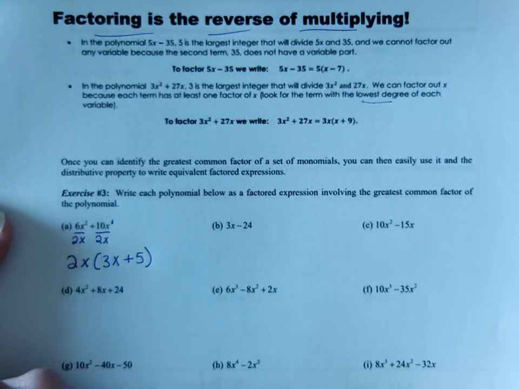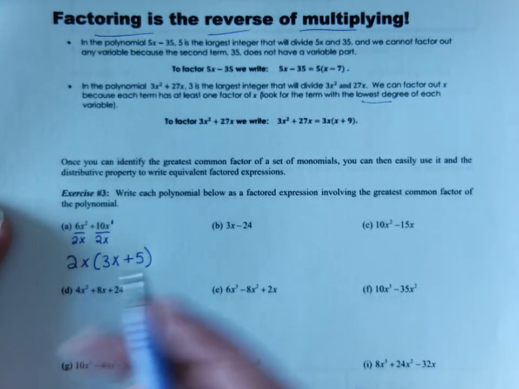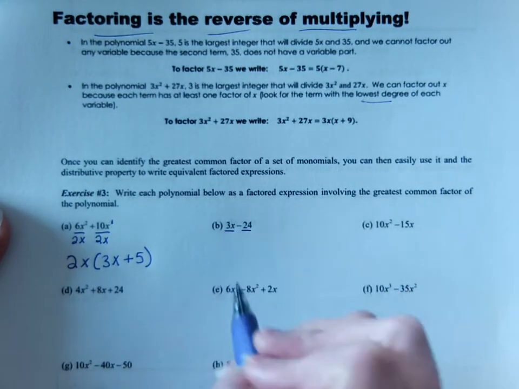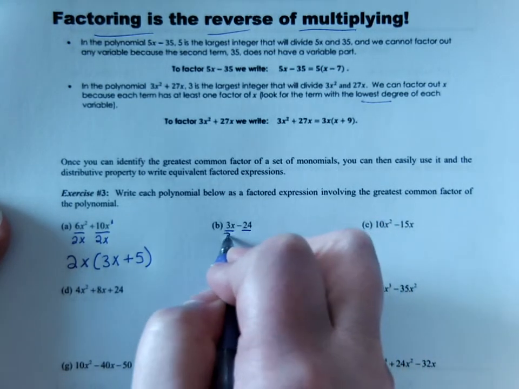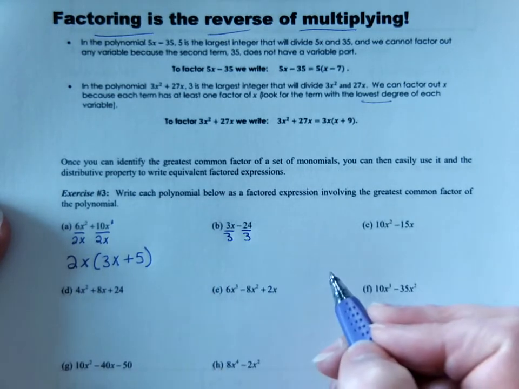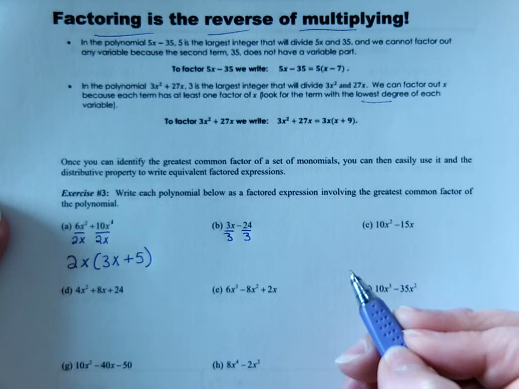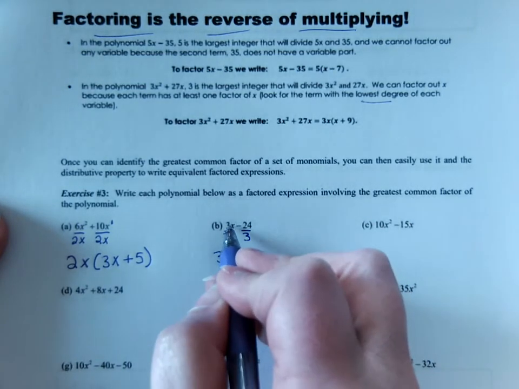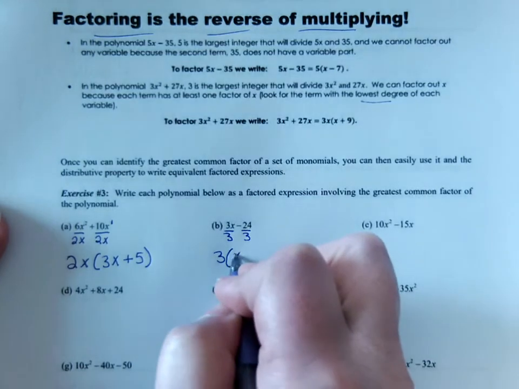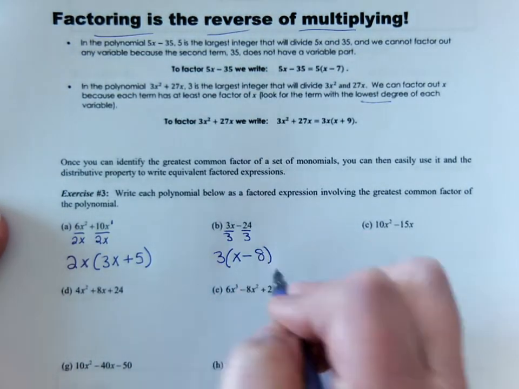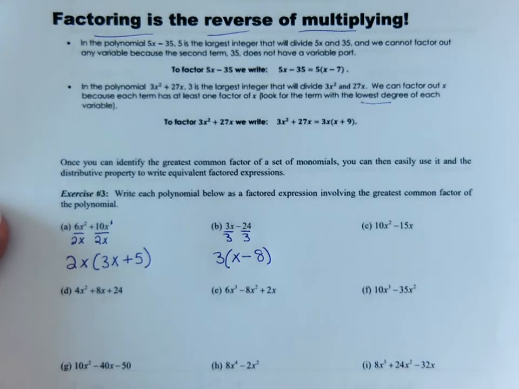We have 3x minus 24. So we have 3 and 24, and I know that 3 can divide evenly into 24, so I can divide by that. The 24 doesn't have an x, so I can't take out a variable. So my GCF is 3. 3x divided by 3 is just x, minus 24 divided by 3 is 8. So 3 times x minus 8 are my factors.